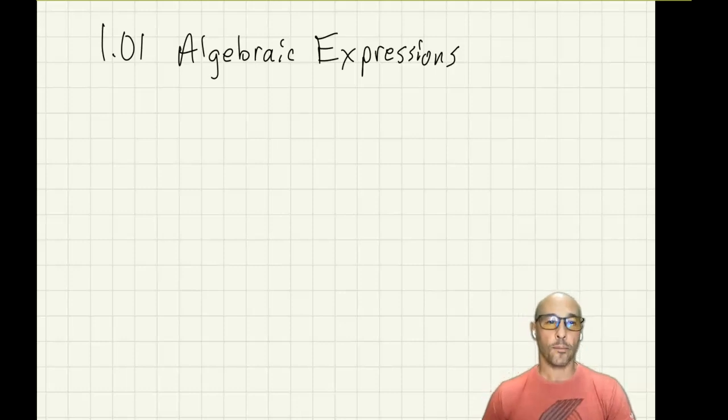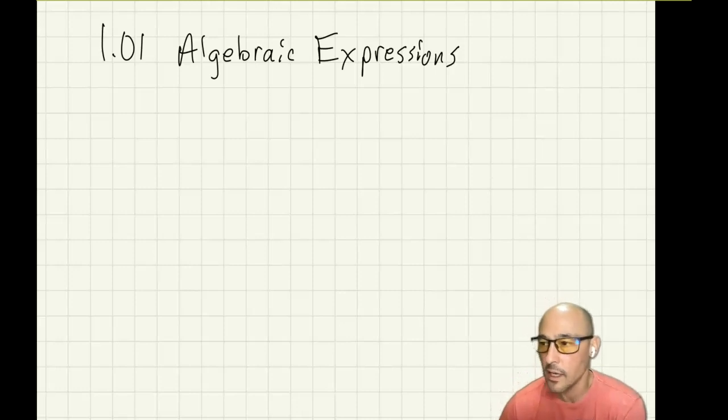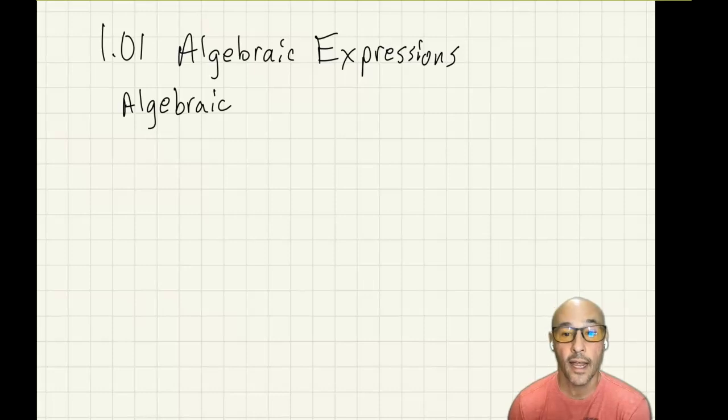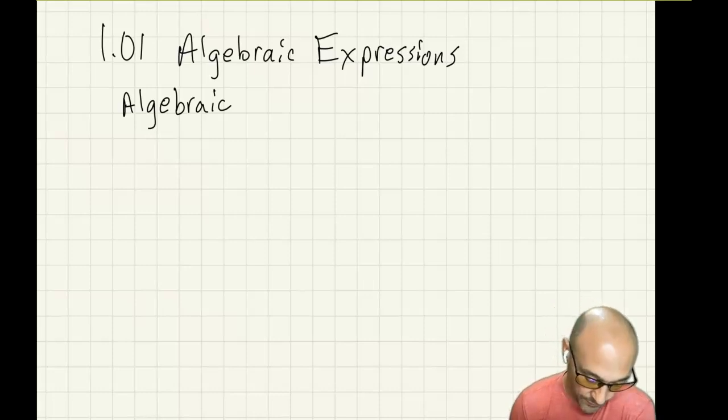Video for lesson 1.01, algebraic expressions. We're going to really be getting started with the fundamental pieces of algebra here, the expressions. And so we might ask ourselves, what is an algebraic expression? Well, let's give it a definition, because that is usually a good way to understand what something is.